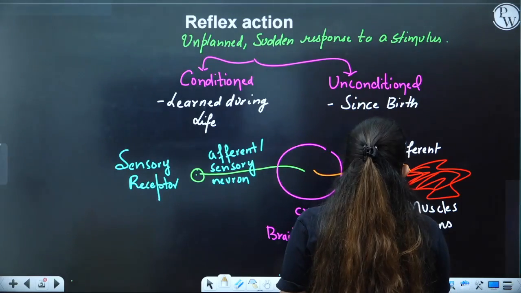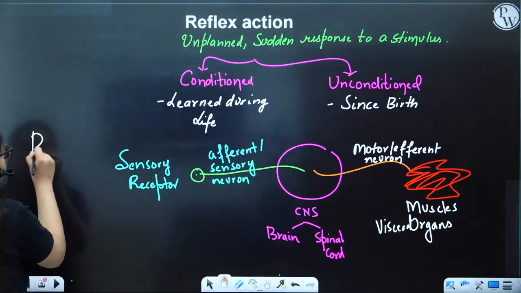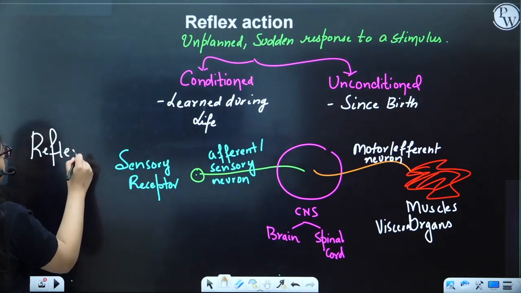So this structure that is formed here involving different organs, you call it a reflex arc. What do you call it? Reflex arc.